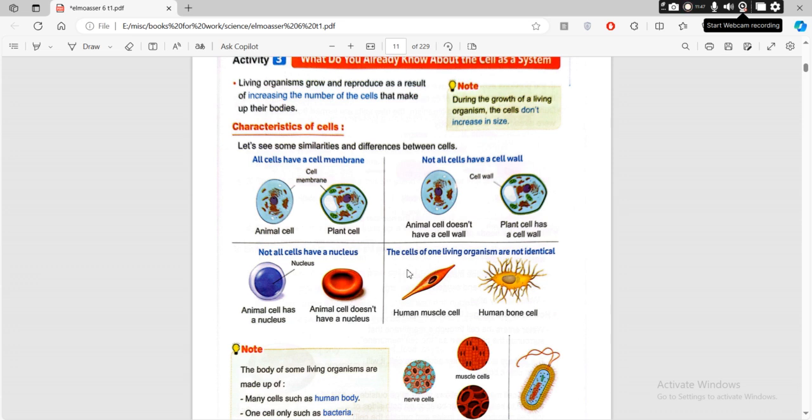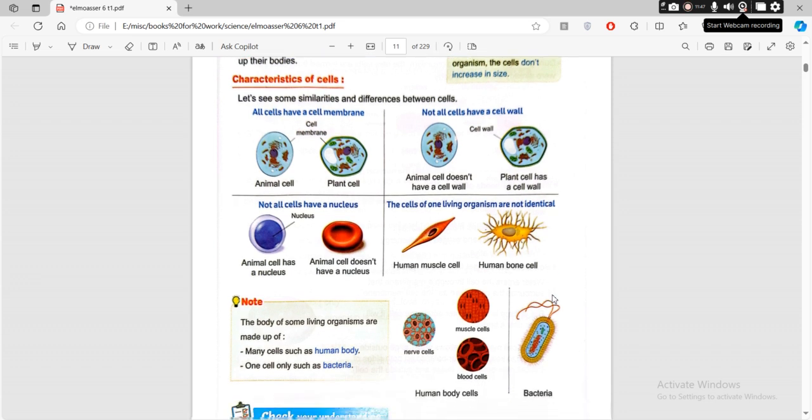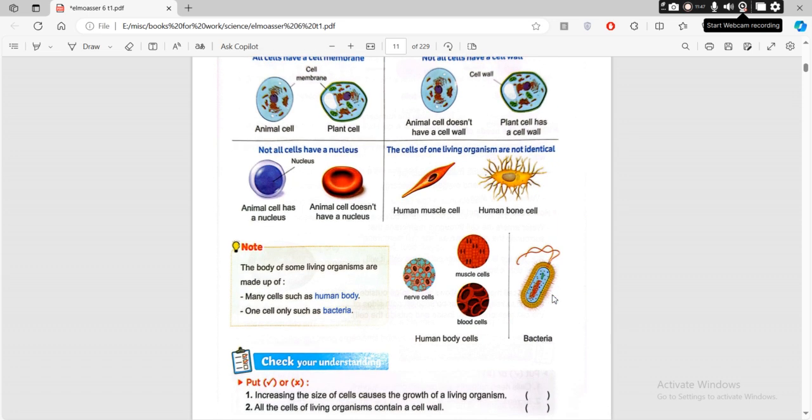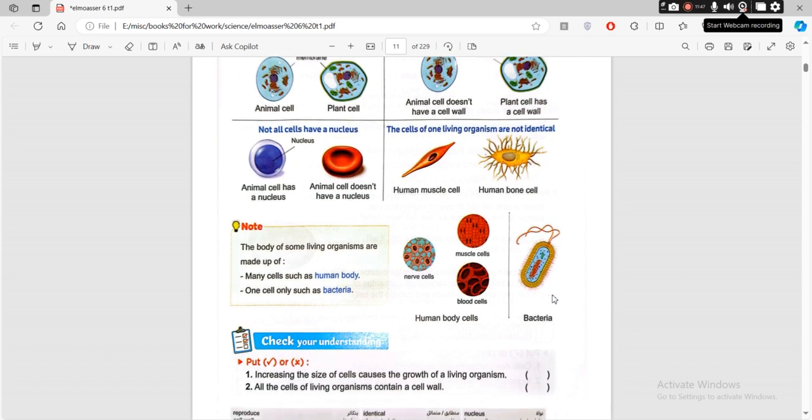Finally, the cells of one living organism are not identical. For example, the human body has different types of cells. We have the muscle cell, we have the blood cell, the red blood cell, the bone cell, which looks like this, the nerve cells or the nervous cells. So all of these have different shapes and different functions. Good.